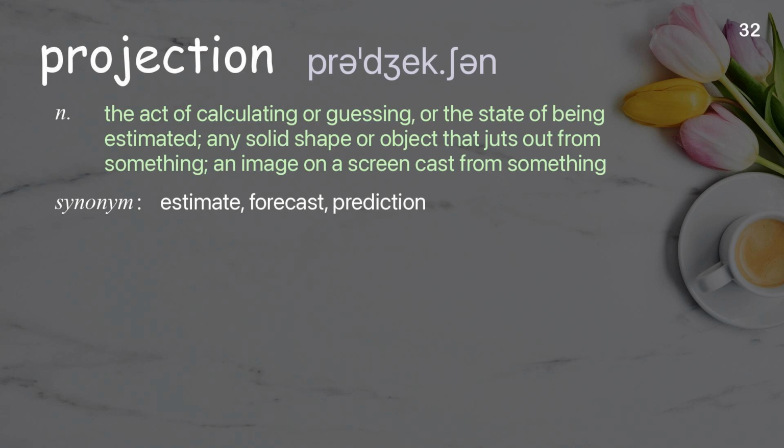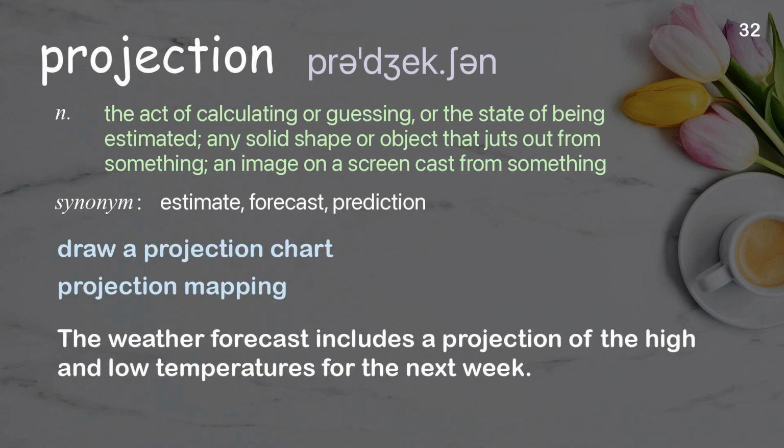Projection. The act of calculating or guessing, or the state of being estimated; any solid shape or object that juts out from something; an image on a screen cast from something. Examples: draw a projection chart. Projection mapping. The weather forecast includes a projection of the high and low temperatures for the next week.